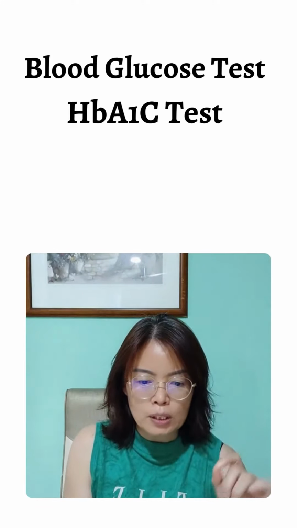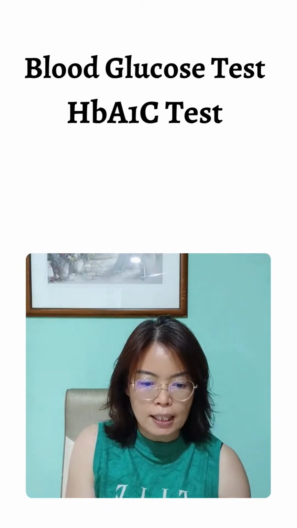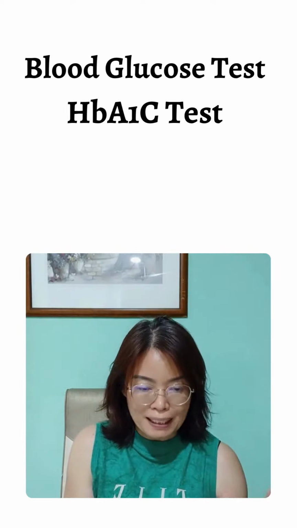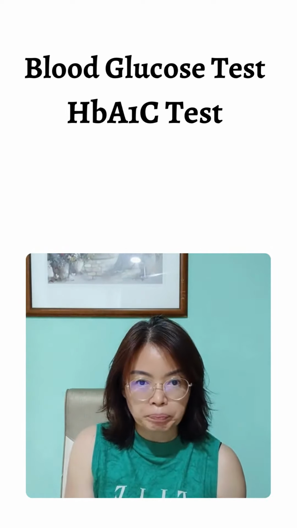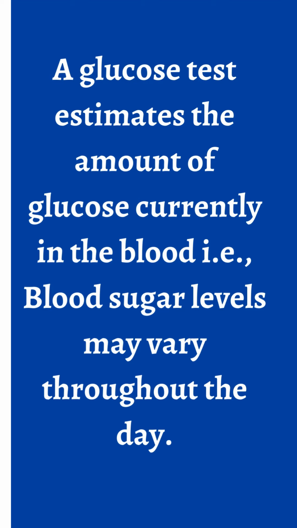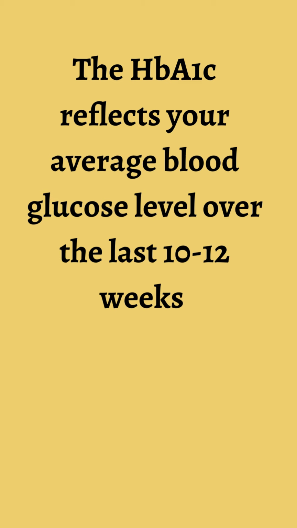Both the blood glucose test and HbA1c tests are common methods to diagnose diabetes. So the blood glucose test measures the sugar level in your blood at a specific moment, while the HbA1c test provides an average blood sugar level over 2 to 3 months. Alright, so regular monitoring and testing can help detect diabetes early and manage it effectively.